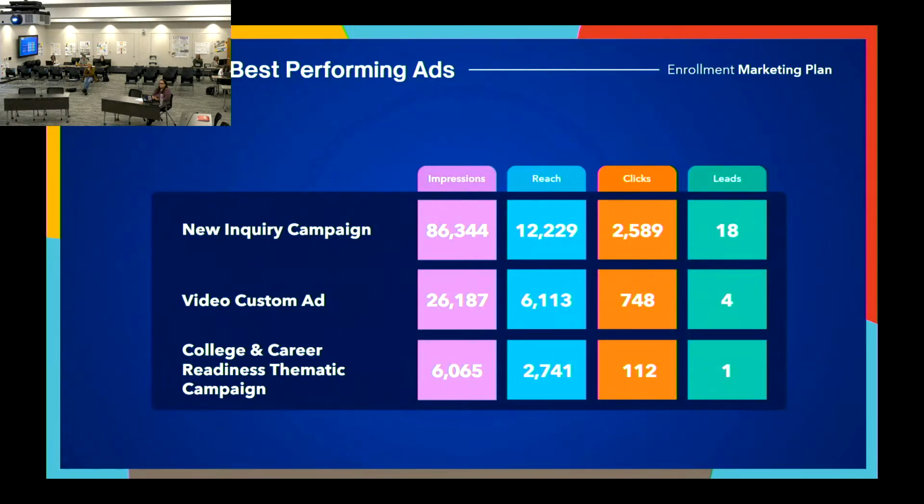So our best performing ads were our new inquiry campaign, our custom video ad, and our college and career readiness thematic campaigns. So again, impressions means that it showed up on someone's screen. Reach means they interacted with it. Clicks mean they actually clicked on the link. And then you can see how many leads, so people filled out the form based on those campaigns.